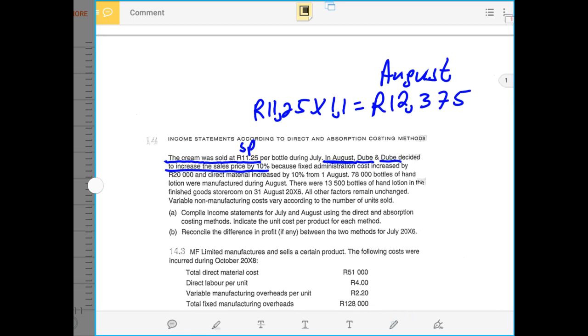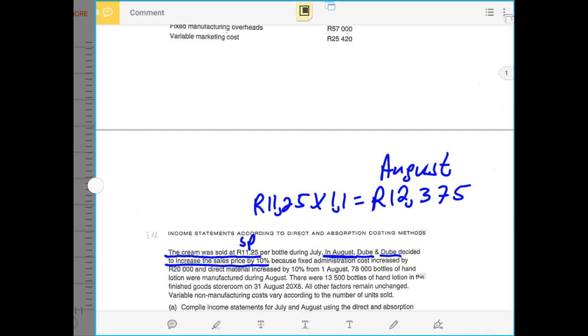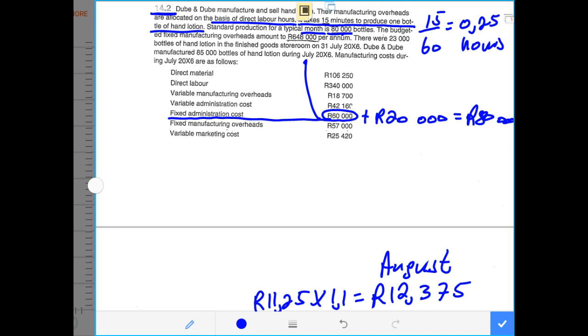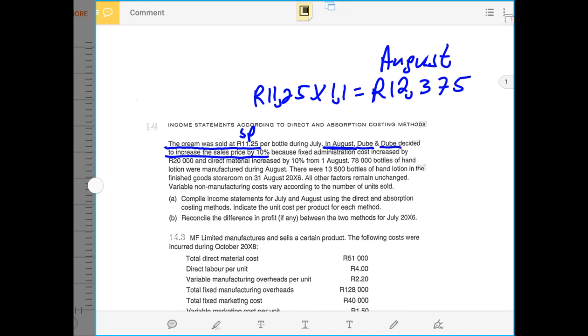Then after, we are told that the reason for that increase is because the fixed administration cost increased by 20,000 rands. And take note that our fixed administration cost were given to us, and it was 60,000 rands in the month of July. So now we have to add 20,000. And the minute we add 20,000, that means our fixed admin will be a total of 80,000 rands. So now that will be an increase in the fixed administration cost by 20,000 from 60,000 to 80,000.